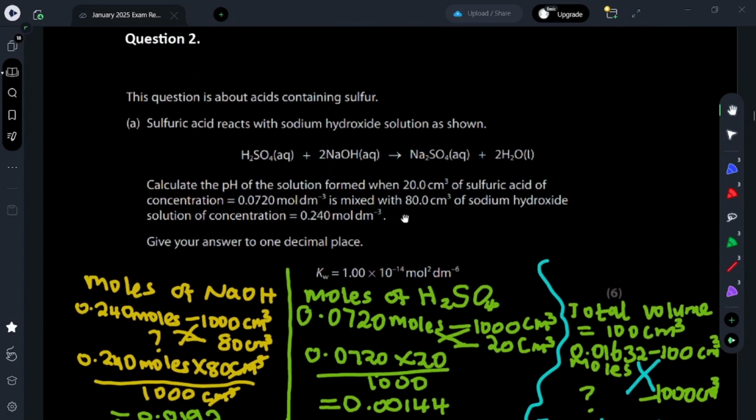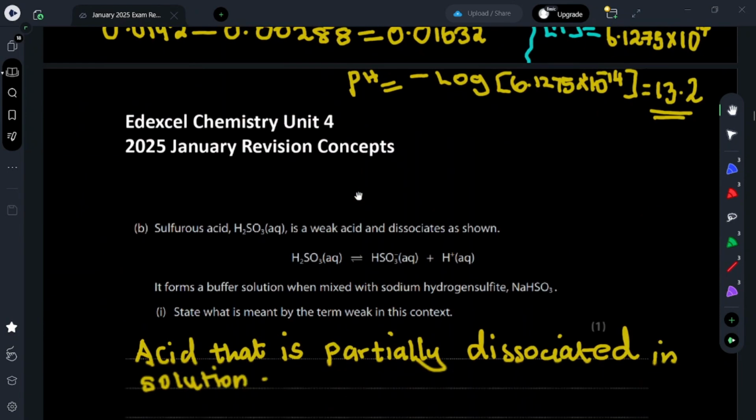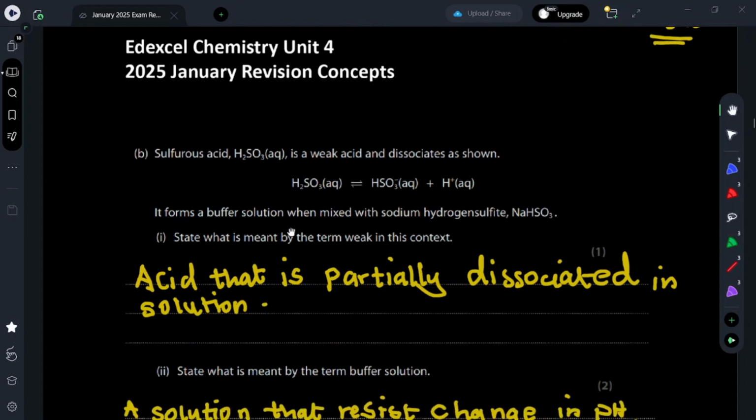The pH of the mixture, the pH of the solution we have formed, where we have the sodium hydroxide in excess. So we have the sulfurous acid. This is the next question, question B. Sulfurous acid is a weak acid and dissociates as shown, H2SO4 giving hydrogen sulfate and hydrogen ion. It forms a buffer solution when mixed with sodium hydrogen sulfate.